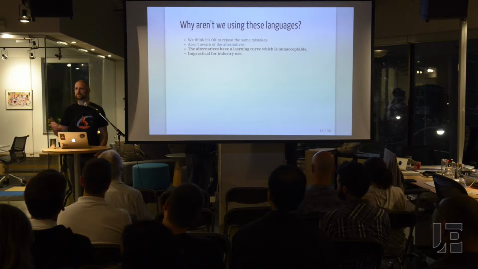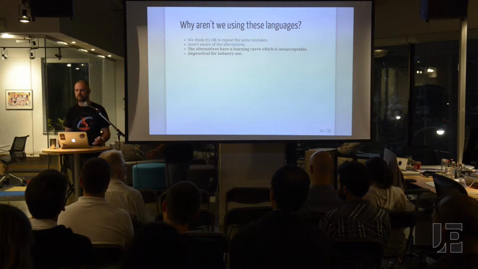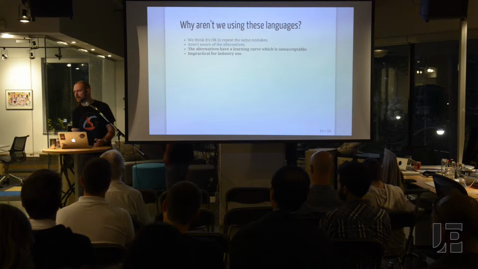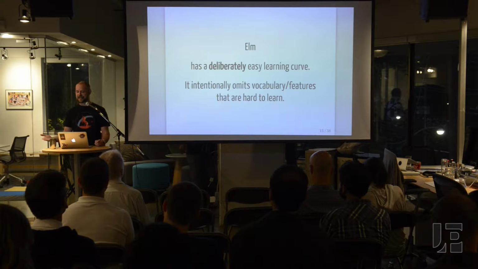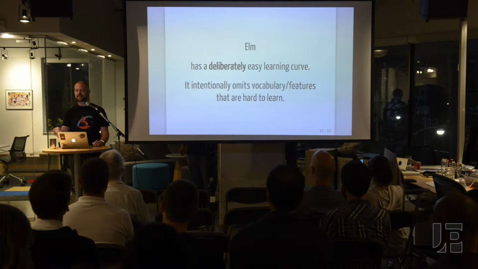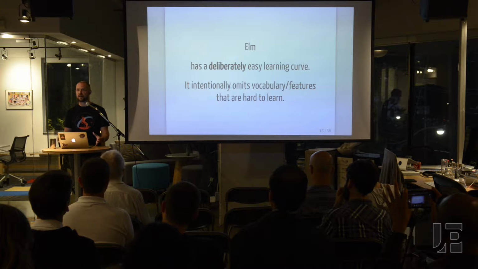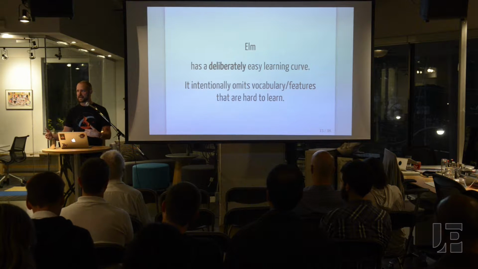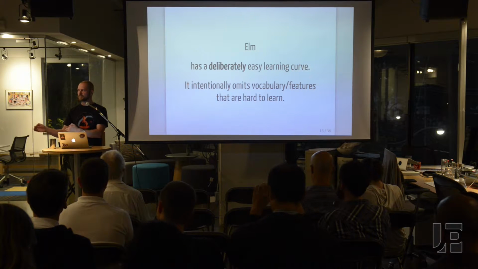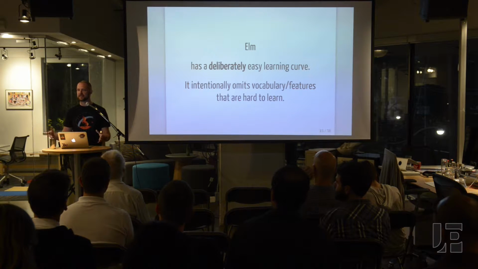In any case, some of the reasons we might not be using these languages is because they're impractical. They might be weird, esoteric, academic languages that don't have any useful libraries or whatever, so we're not using them. But Elm has a deliberately easy learning curve. I kid you not. It intentionally omits vocabulary and features that are hard to learn. So it looks at the developer, is aware of Haskell and all these cool features, and basically they drew the line saying, this is what's important. This stuff is a little too complex, and we can do without it. So let's just make a language where people can use a pure functional language and get stuff done and get rid of the funny business. And that was on purpose.